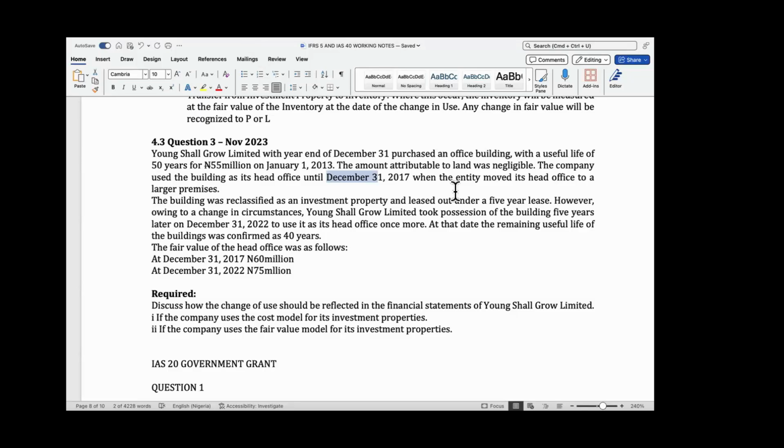Now, 10 years is gone. For 5 years, he used it as PPE, he changed to investment property. Another 5 years, he used it as investment property. Now he's changing back to PPE. So useful life is now 40 years. But during those intervening periods, at the first date of change in use, the fair value of the building was 60 million. At the second change in use from investment property back to building, it's now 75 million.